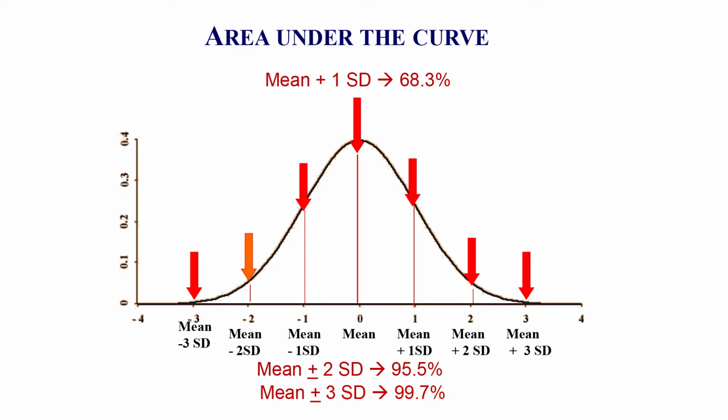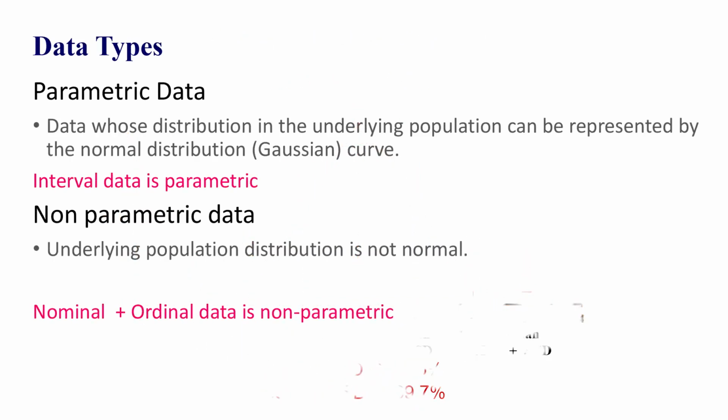So as you move away from the mean, more and more observations get covered under the area under this curve. Okay. Now coming to the data types, a different aspect. In the earlier lecture we have learned about continuous and discrete data types. But here, for statistical tests, the data is again divided into two different ways.